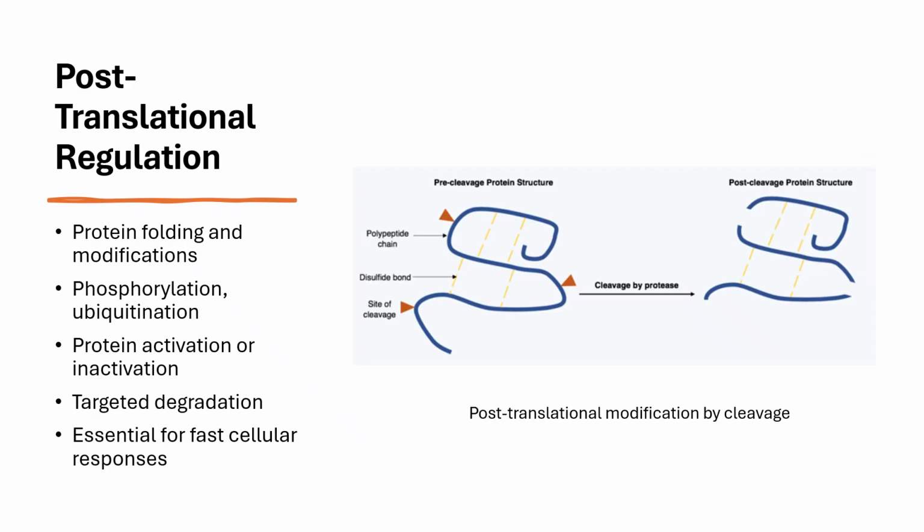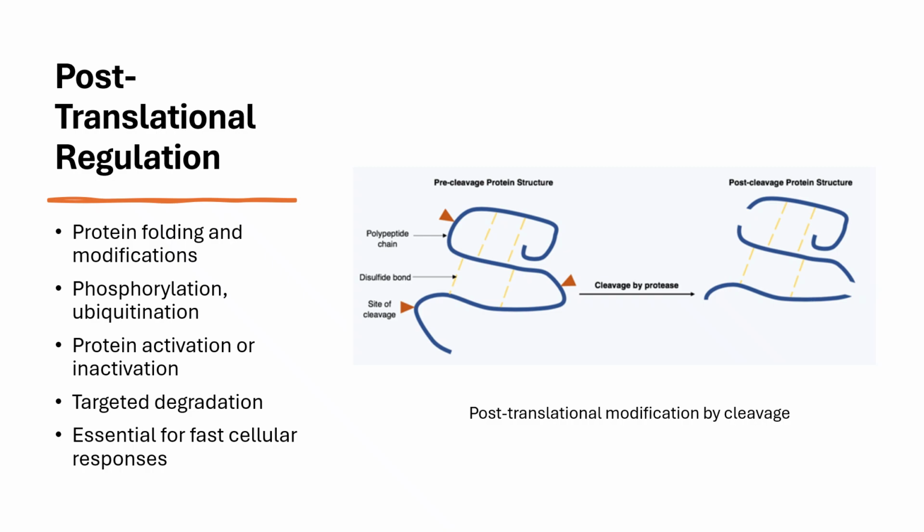Even after translation, proteins may remain inactive until they receive specific chemical modifications. Phosphorylation can turn enzymes on or off quickly, functioning like molecular light switches. Ubiquitination marks proteins for degradation, allowing the cell to remove worn out or harmful proteins.